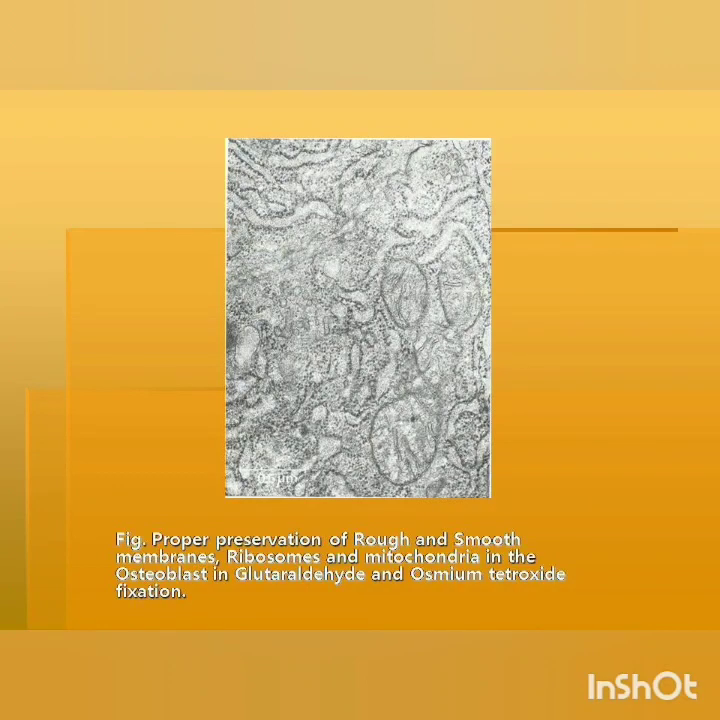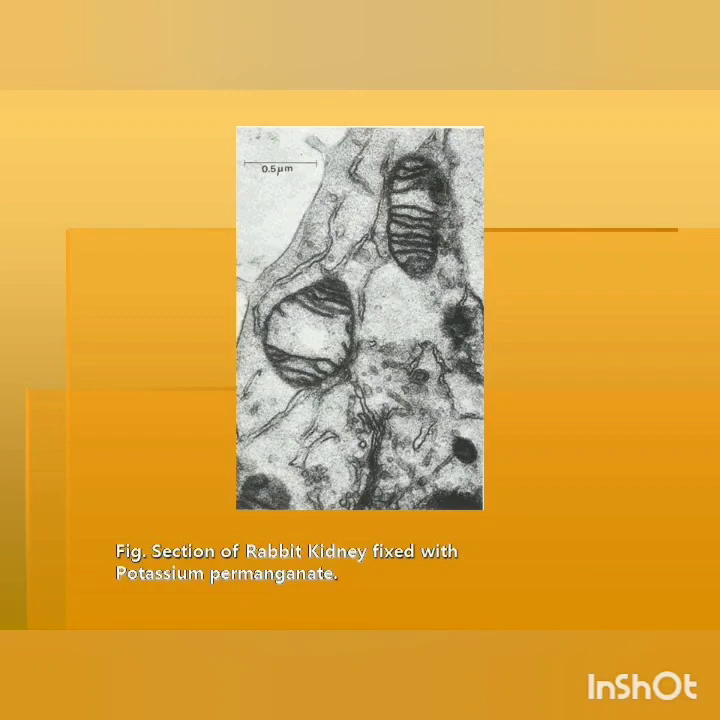Proper preservation of rough and smooth membranes, ribosomes, mitochondria, the osteoblast in glutaraldehyde and osmium tetroxide fixation can be seen nicely. This is the micrograph showing section of rabbit kidney fixed with potassium permanganate.